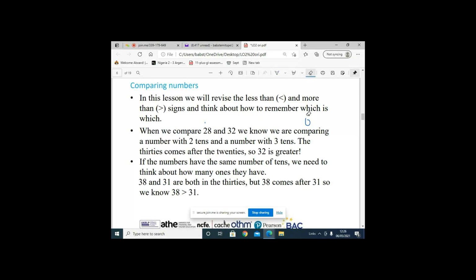So for example, for numbers like 7642 and 7643, when you compare the thousands values together, they are both 7. The hundreds values, they are both 6. The tens, they are both 4. So the ones is 3 for one of them and 2 for the other. So 7643 is going to be more than 7642, because its ones value is higher than the other one.